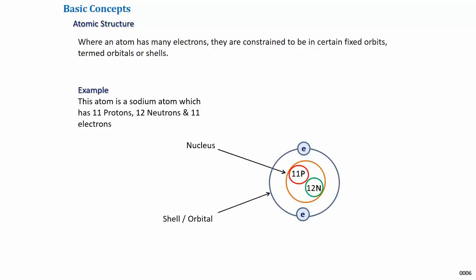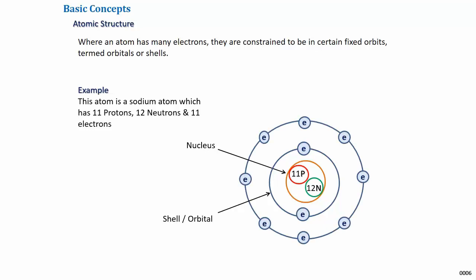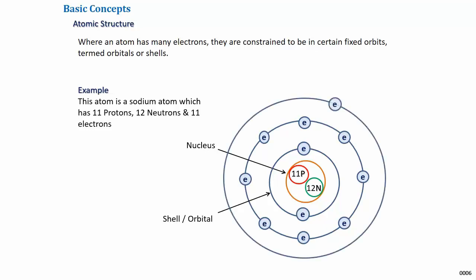2 electrons can go in the first shell. 8 electrons can go in the second shell. Finally, 18 can go into the third shell. However, when we get to the third shell, we only have one electron left to be placed, so just one electron goes into the third shell.